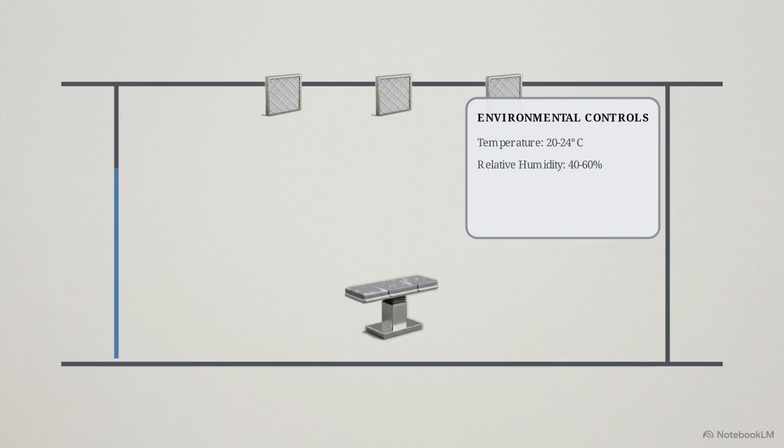Zooming in from the macro layout, the physical design of the main operation theater inside the sterile zone is governed by precise thermodynamic engineering. Looking at this environmental dashboard, the baseline metrics are tightly locked to inhibit microbial growth. The temperature is held exactly between 20 and 24 degrees Celsius, with relative humidity stabilized between 40 and 60%. At the same time, the room requires a massive, continuous turnover of air. The system forces 20 to 25 complete air changes every single hour.